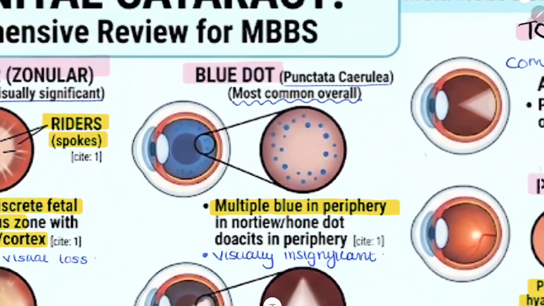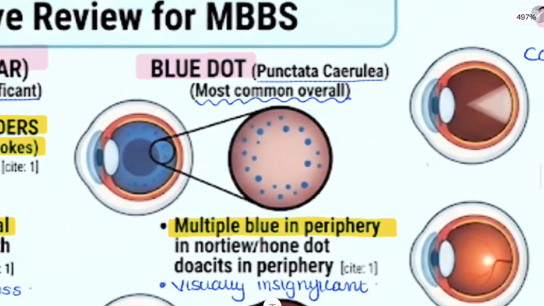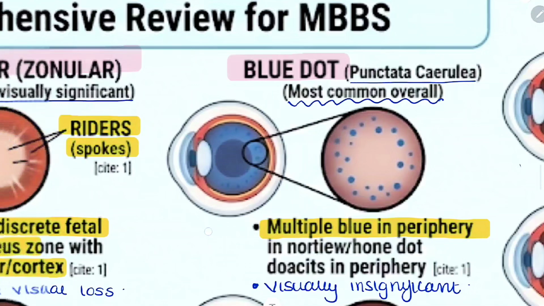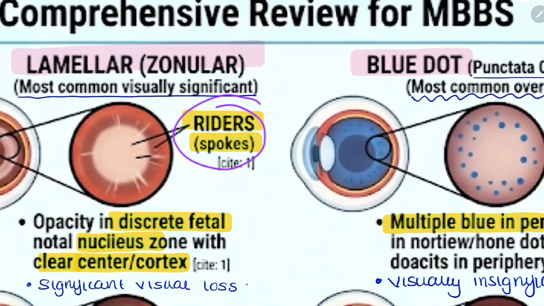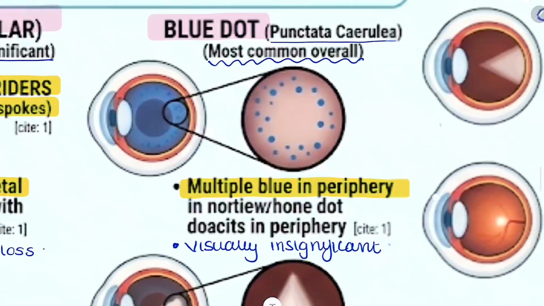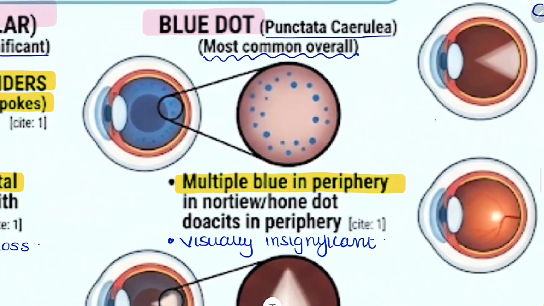Now coming to the blue dot cataract, also known as punctata caerulea. This is the most common overall congenital cataract. The most common visually significant cataract was lamellar or the zonular cataract with the riders, but the most common overall congenital cataract is blue dot cataract. Here we can see multiple blue dots in the periphery, and this is visually insignificant.